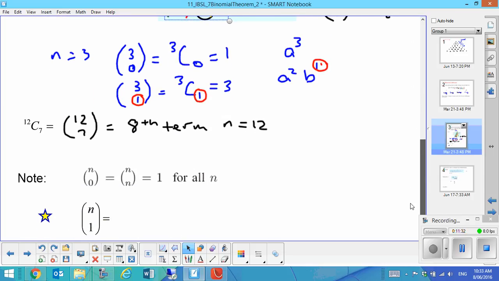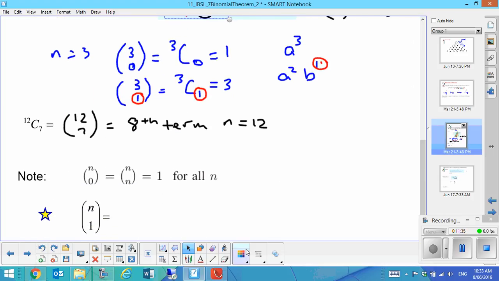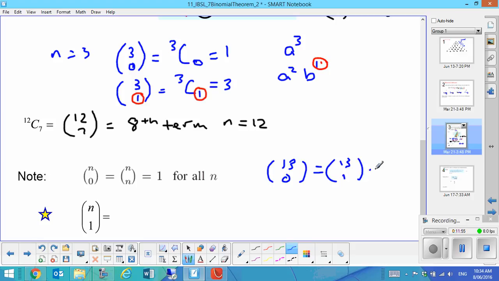The other one, so an example would be, where are we? Pick a number, 13. 13C0 is the same as 13C13, and that equals 1. And nC1, that's the second term.